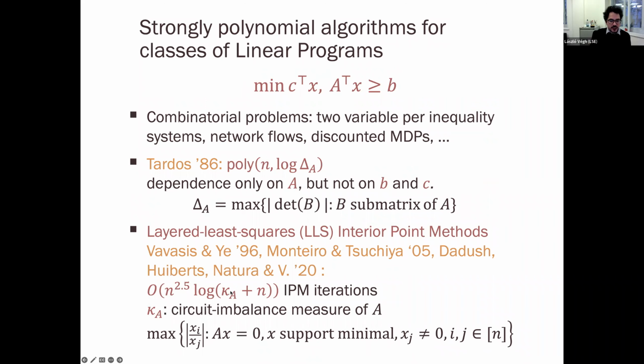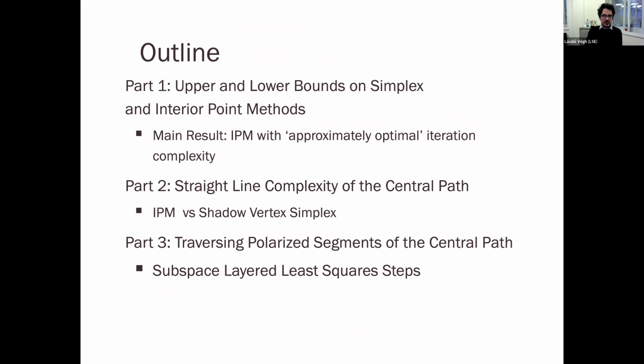And in terms of the general LP, there is one improvement I'll talk about later, but this is sort of the type of dependence we can get in this strongly polynomial direction. Okay, so this was perhaps a little long introduction. Now the rest of the talk will be in three parts. First, I give you comparative upper and lower bounds on simplex and interior point methods, where I talk about our new main result, which is an interior point method that's in a sense approximately optimal in its iteration complexity in a very strong sense.